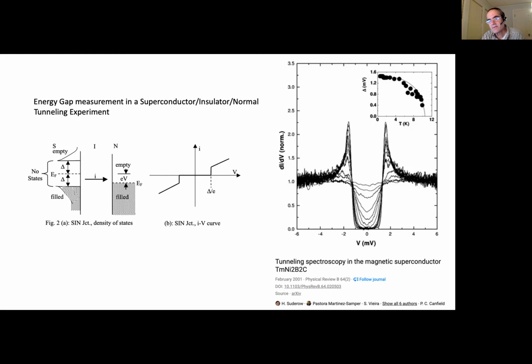Okay, so there's a piece of data that shows the existence of this energy gap between the superconducting and the normal states. Okay, here, let's stop here for a moment.